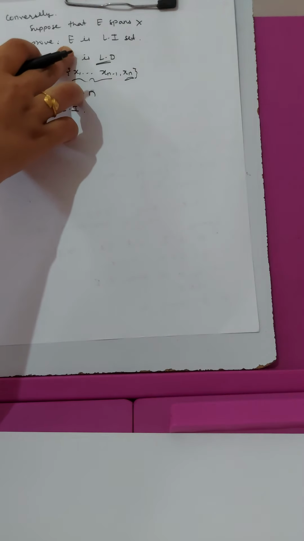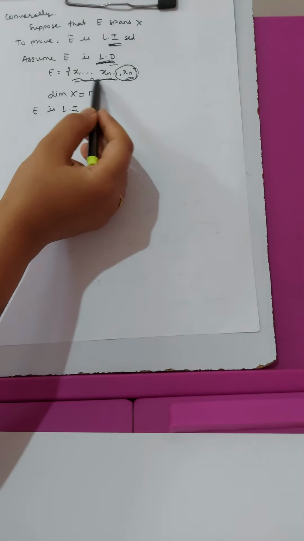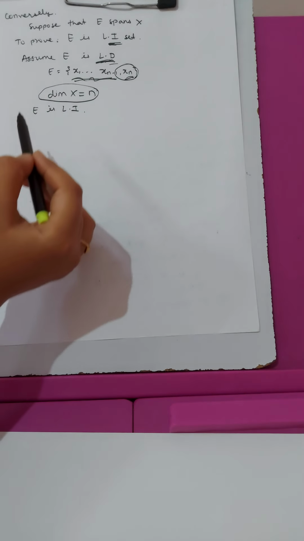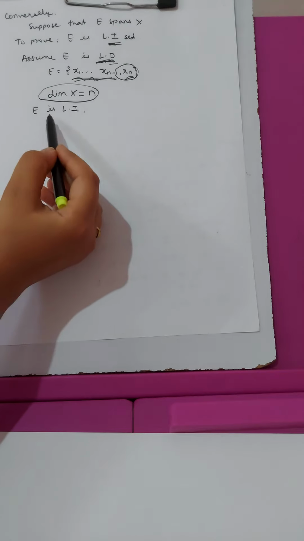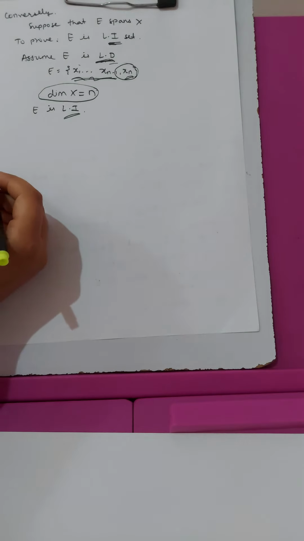What have we considered here? First we have considered that E spans X. We have to prove that E is a linearly independent set. To prove this, we first assume that E is a linearly dependent set. Then if E is a linearly dependent set, one of the elements of this set can be expressed as a linear combination of other elements. But this contradicts the hypothesis that dimension of X is n, and hence our assumption is wrong. This set E is a linearly independent set. Now we will move to the second condition.